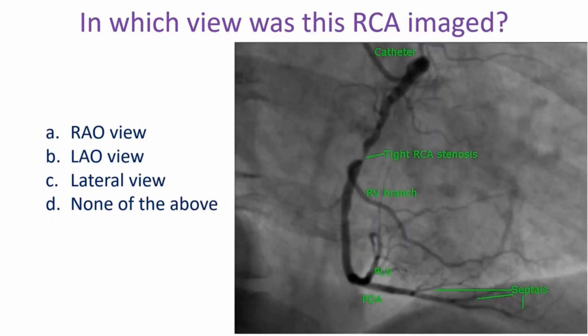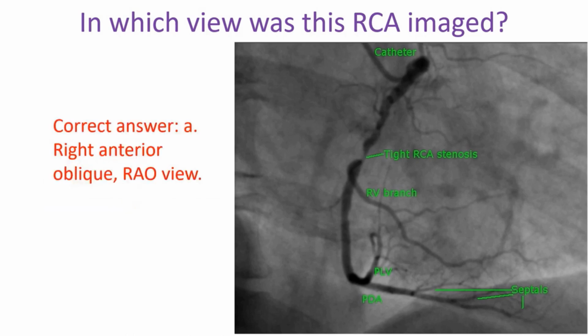In which view was this RCA imaged? A. RAO view, B. LAO view, C. Lateral view, D. None of the above. Correct answer A. Right anterior oblique RAO view.